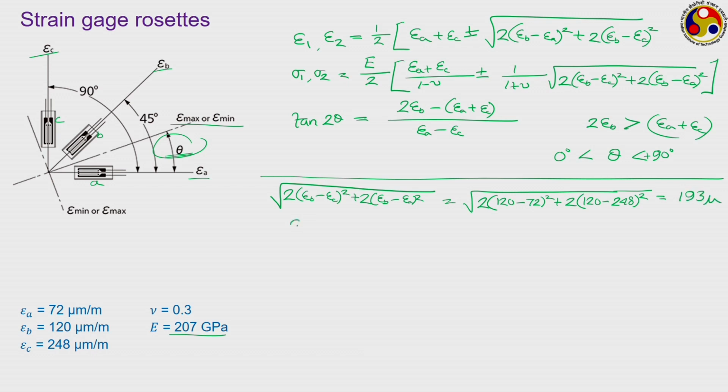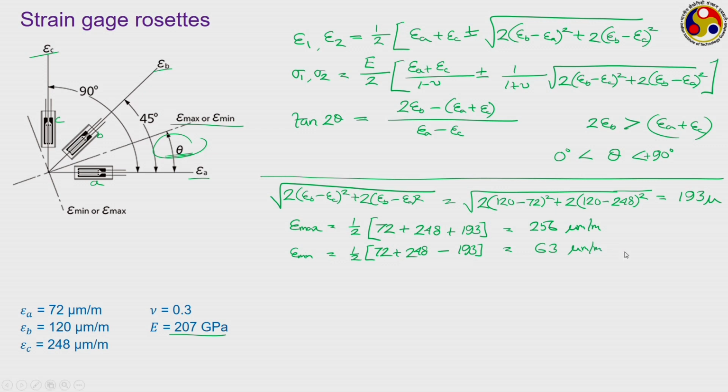So how can we calculate? Now epsilon max will be equal to half into epsilon a, that is 72, plus epsilon c, that is 248, plus the particular one that we have just calculated, that is 193. So if we put the numbers, it will come to 256 micrometer per meter. Similarly, epsilon min will be equal to half into 72 plus 248 minus 193. So the value is going to be 63 micrometer per meter.